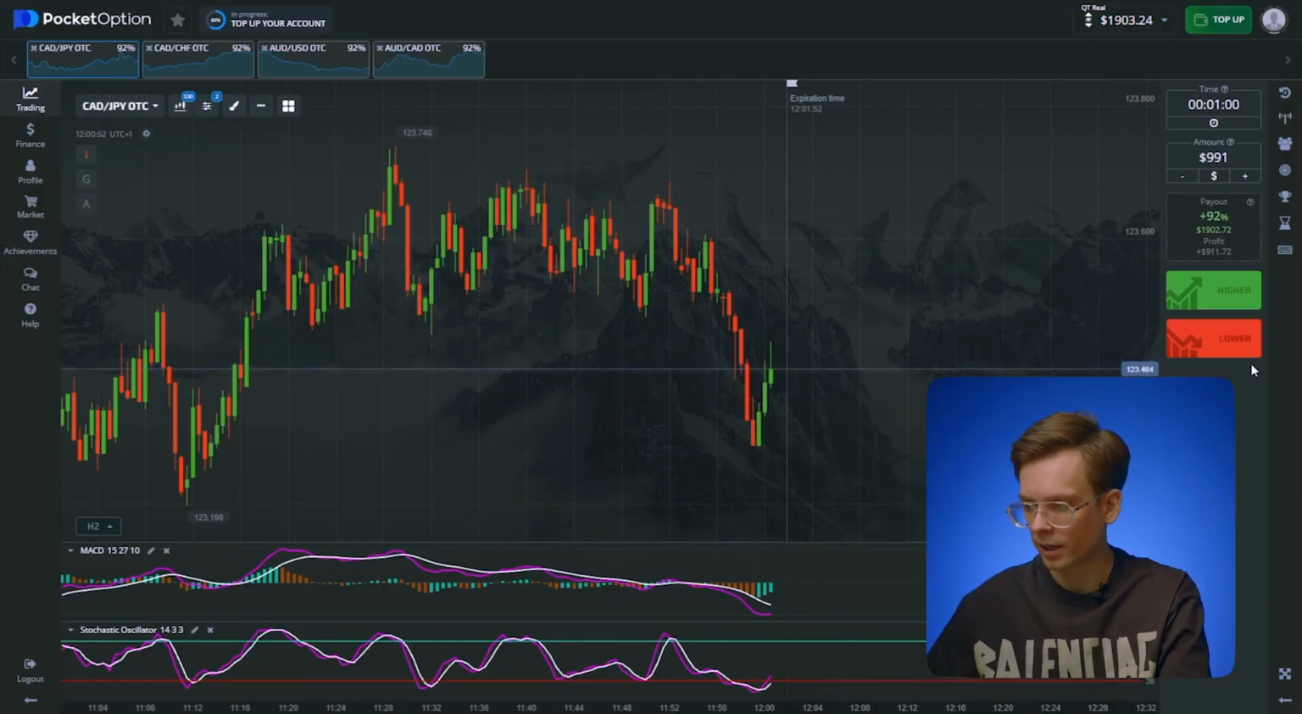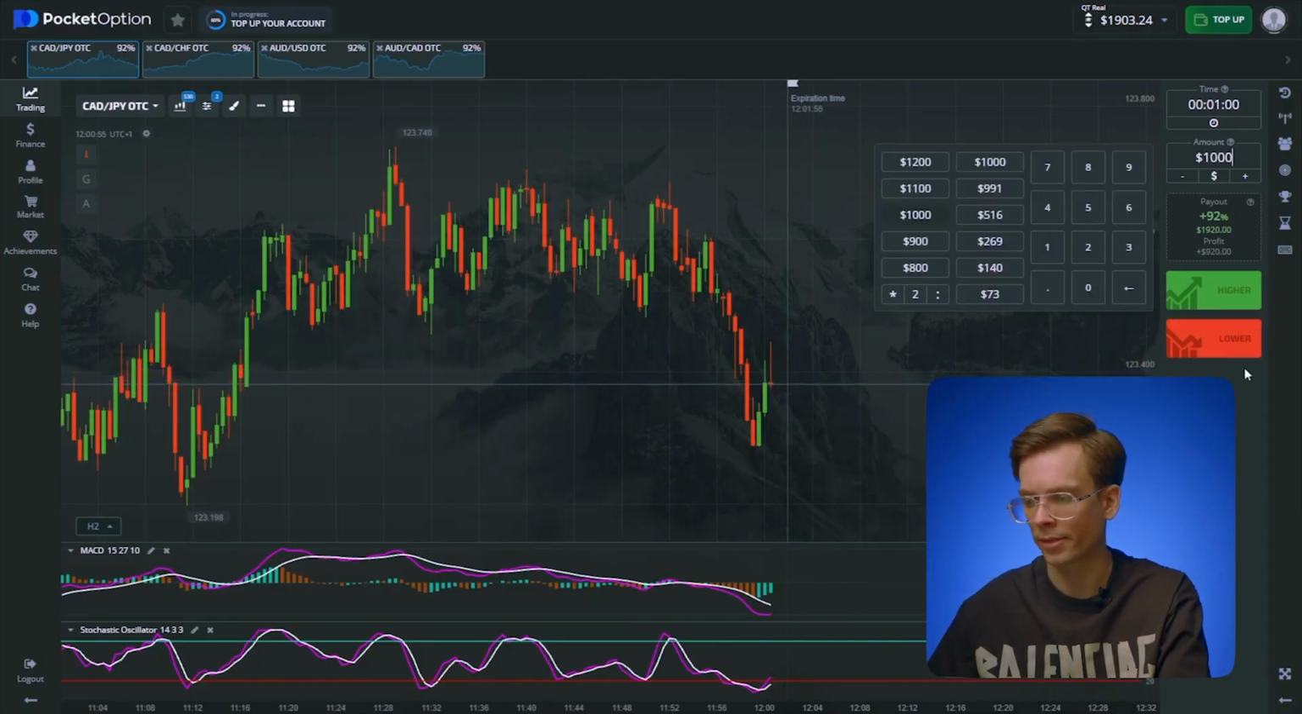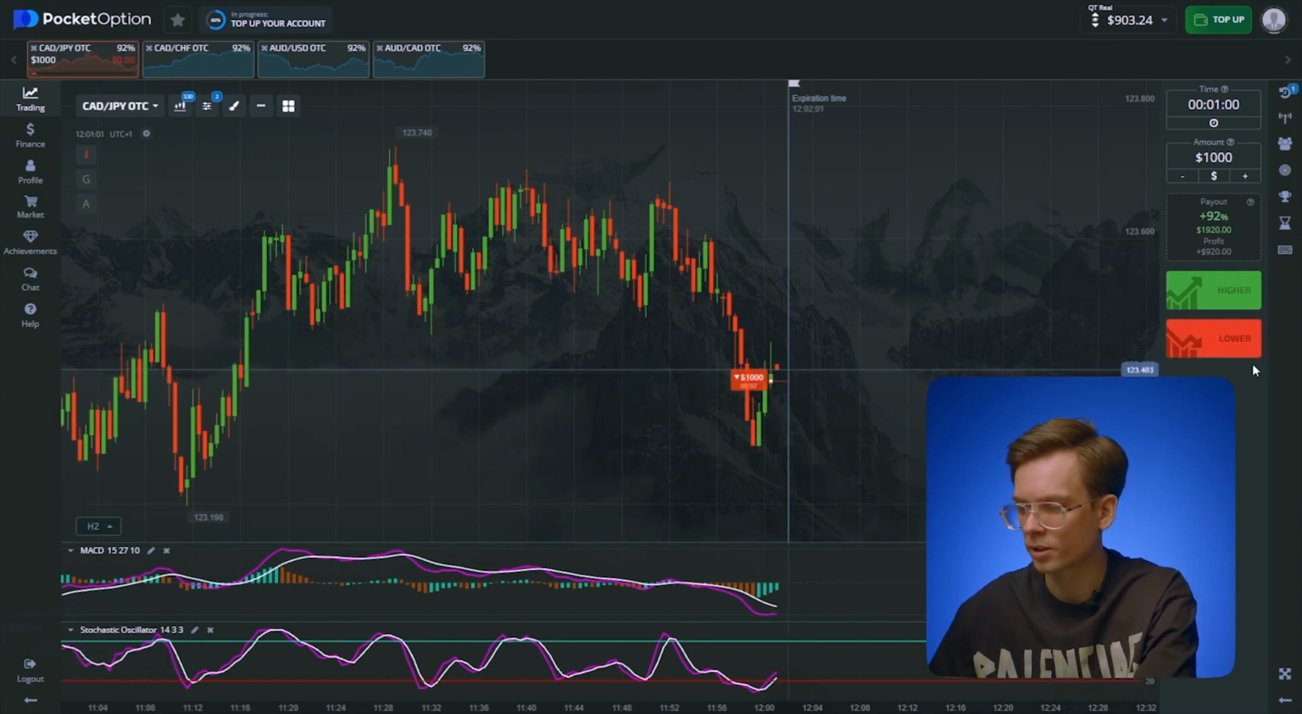Now Canadian dollar and yen. I'm going all in with a maximum investment of 1,000, pressing the lower button. The asset is going through a strong bullish rebound, but it's only temporary. There's a bearish response coming soon and it will drive the price back down.